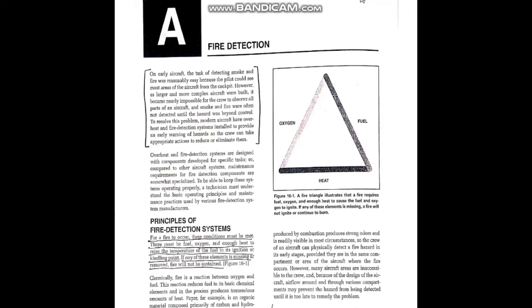Before we talk about the fire detection system, principles of fire detection systems. For a fire to occur, three conditions must be met. There must be fuel, oxygen, and enough heat to raise the temperature of the fuel to its ignition or kindling point. If any of these elements is missing or removed, fire will not be sustained.